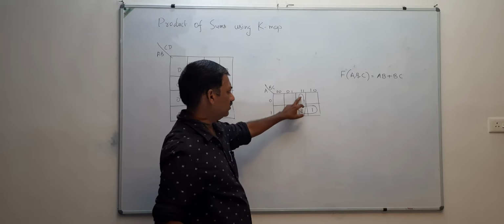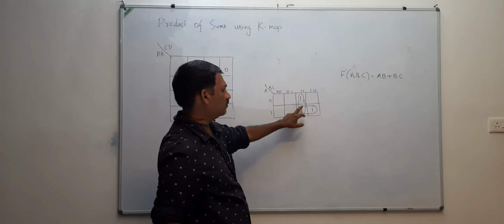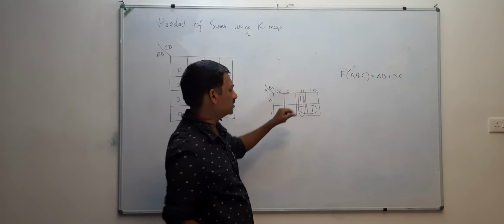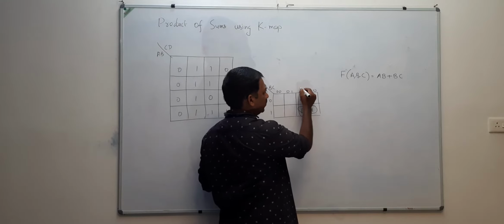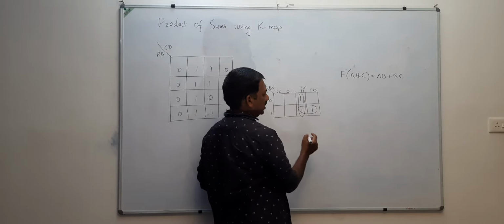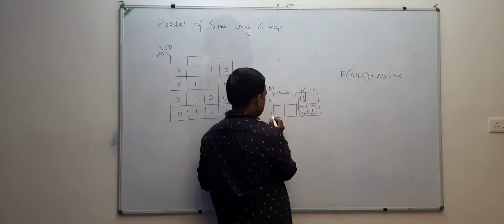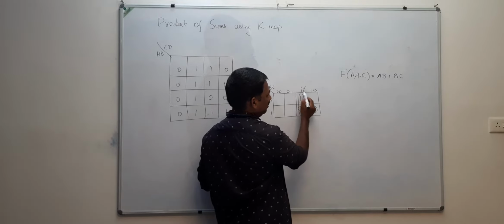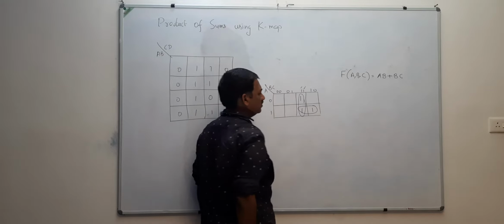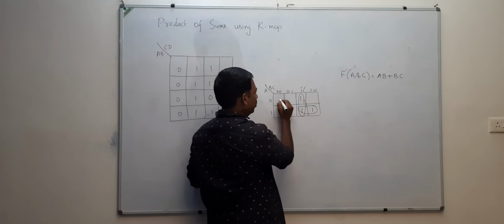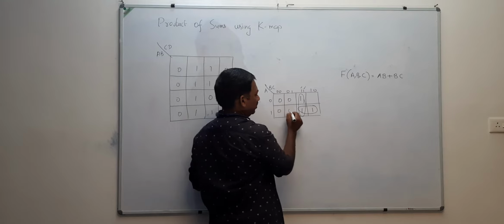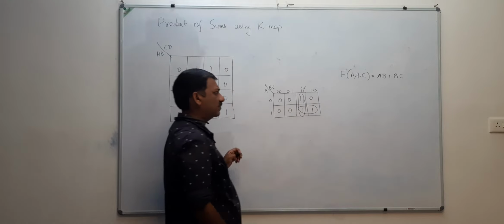These two collectively form BC. That means here this one stands for B and this one stands for C, and A has changed. Here for these two, A remains the same and B remains the same. That is why AB plus BC. Now all the remaining cells contain zeros.